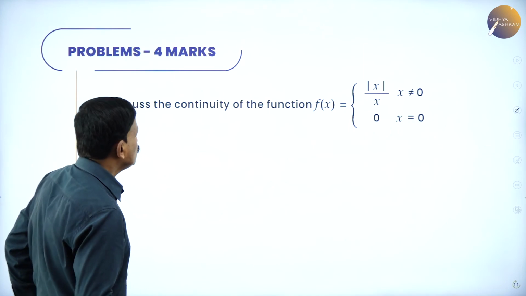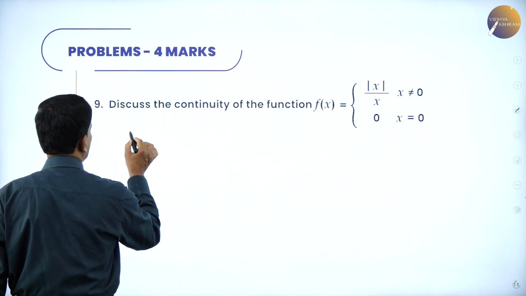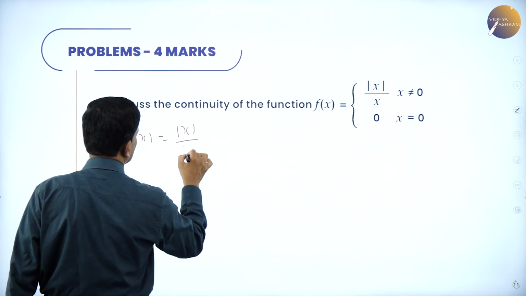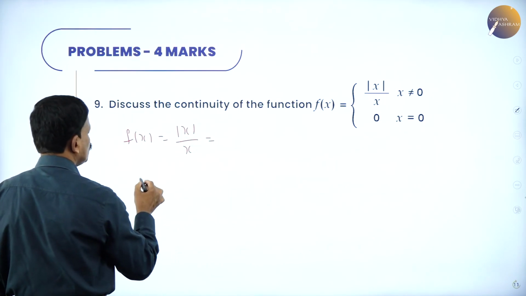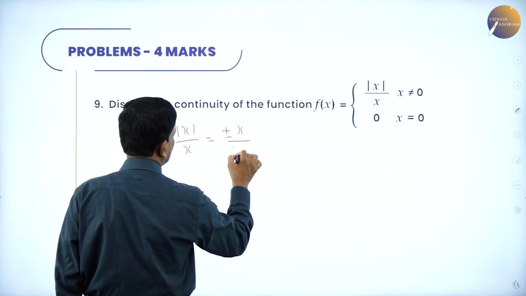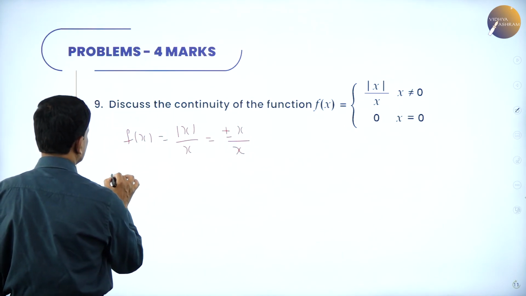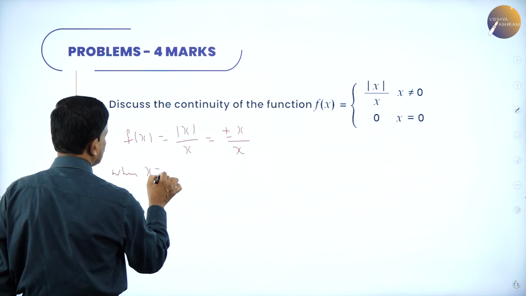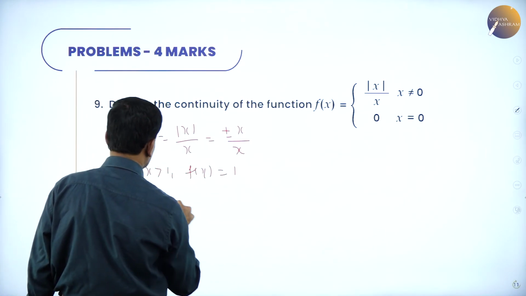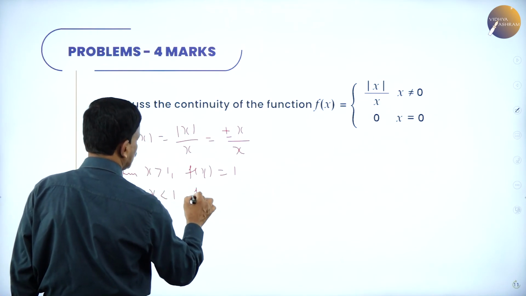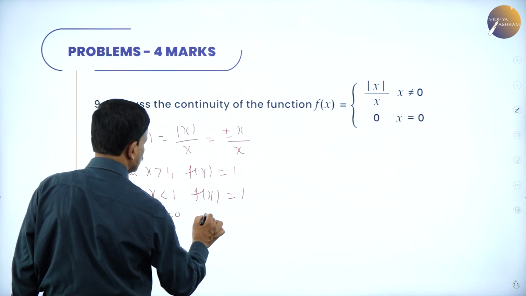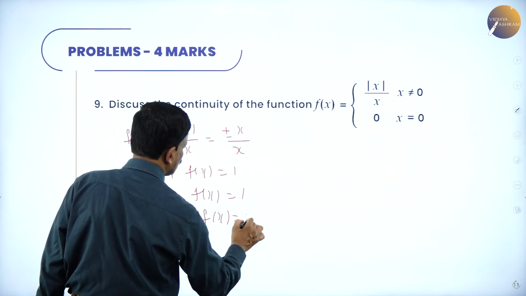Now, here you know this, since f of x is equal to modulus of x by x. This modulus of x is nothing but plus or minus x divided by x. When x is greater than 0, f of x is equal to plus 1. When x is less than 0, f of x is equal to minus 1. When x is equal to 0, f of x is equal to 0.